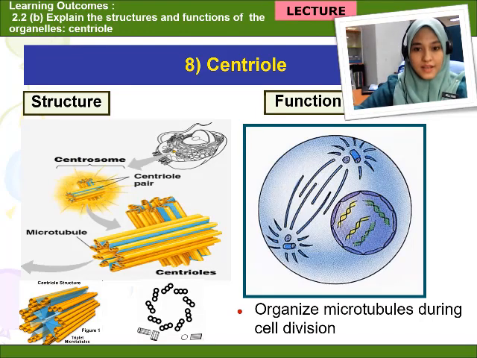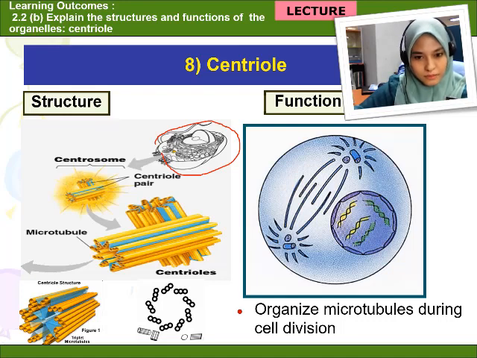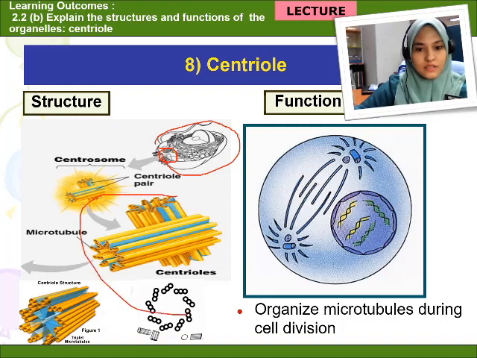For the last organelle, number 8, which is the centriole. The centriole is located in a region called the centrosome. So here is a cell, and this part here is called the centrosome. That is the region where the centriole is located, near the nucleus of an animal cell. It exists in pairs, as you can see here, and is oriented at a 90 degree angle to one another.